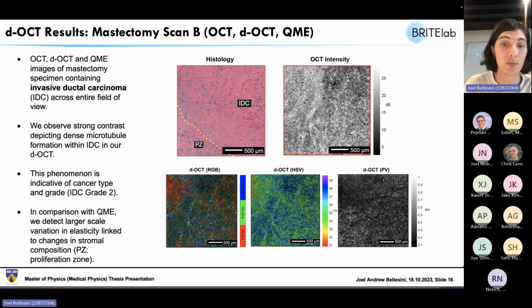Again, our HSV plot seems to present the strongest microstructural detail, but it's not particularly strong in this case due to what we think is clashing of contrast between the subsequent channels. And then our RGB and phase variance plots have similarly decreased contrast compared to our HSV.